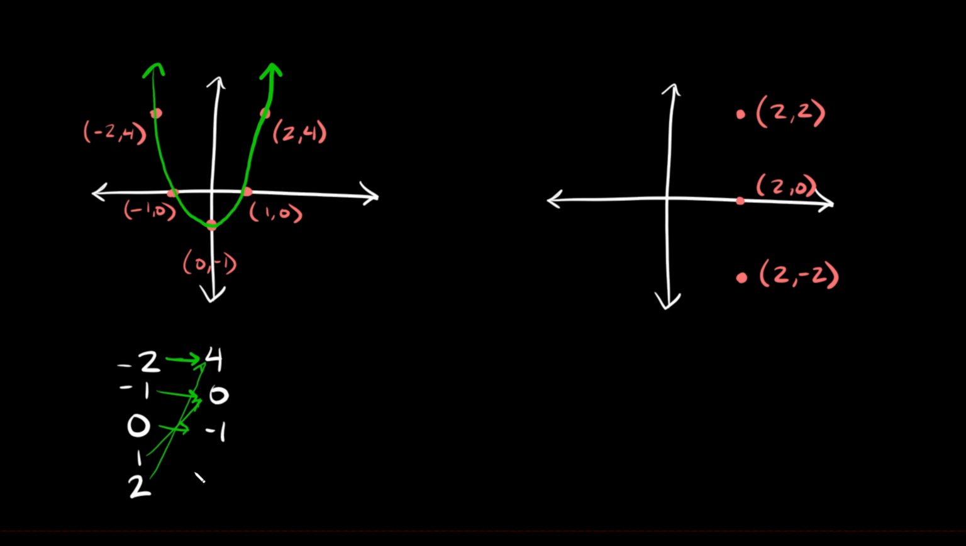and legit, right? What we can't have is a single input going to two different outputs. So for instance, this -2 can't go to 4 and it can't go to 0.